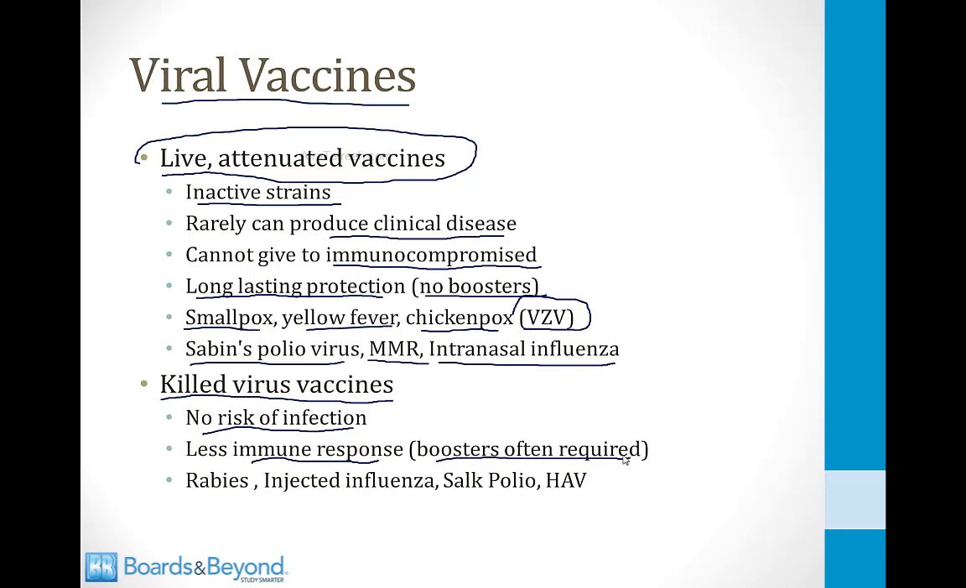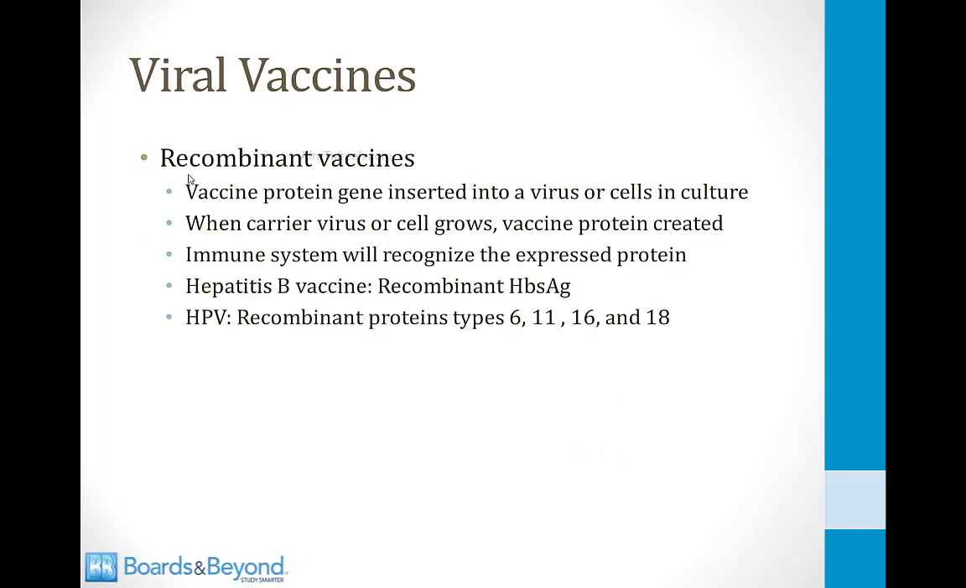And we use killed virus vaccines for things like rabies. The injected influenza vaccine that you get every year if you get a flu shot is a killed virus vaccine. The Salk polio vaccine, which is another type of polio vaccination, is a killed virus, and so is the hepatitis A vaccine.